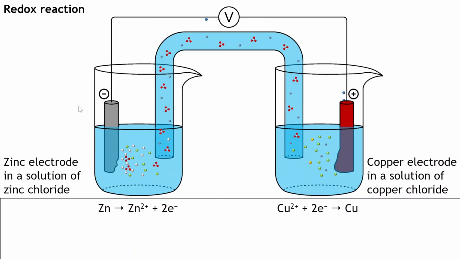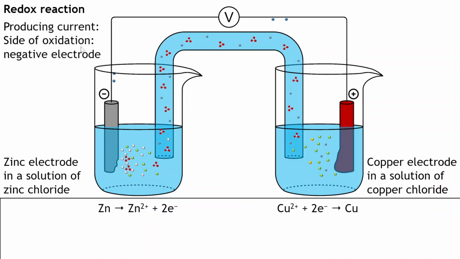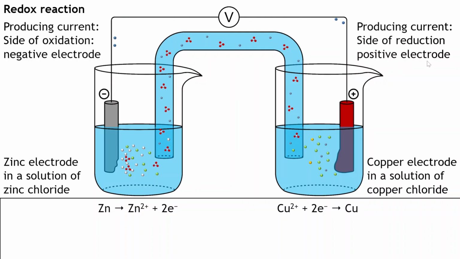So when generating electricity, the side where oxidation takes place is the negative electrode. This is where the reducing agent reacts, here zinc. At the electrode where reduction takes place is the positive electrode. The emphasis here is on the words generating electricity. Some batteries can be charged, and when charging a battery, the process is reversed, and positive and negative electrodes are reversed. So when charging a battery, the side of oxidation is where the positive electrode is.